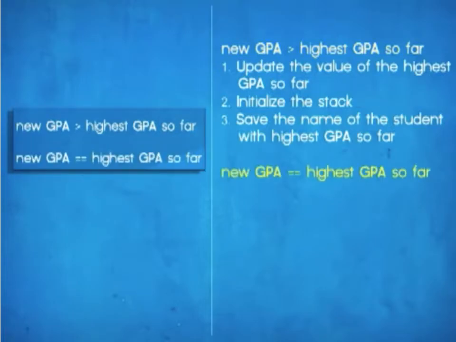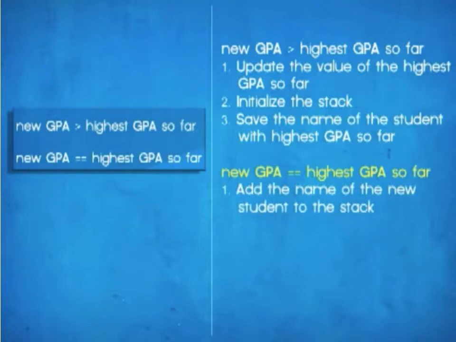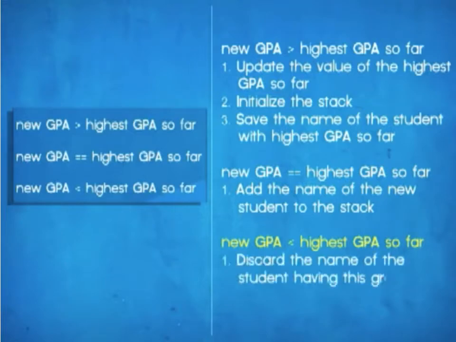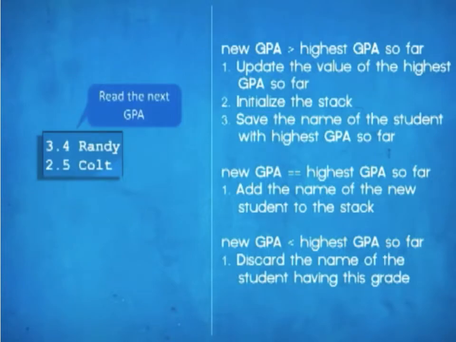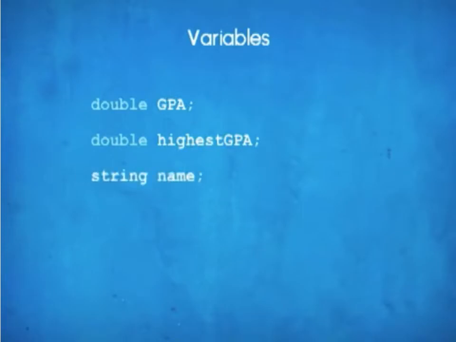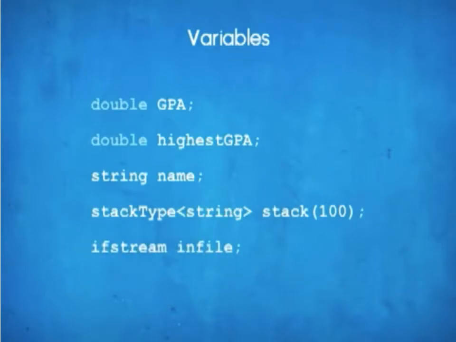If the new GPA is equal to the highest GPA so far, you must add the name of the new student to the stack. And if the new GPA is smaller than the highest GPA so far, you must discard the name of the student with this grade. Continue this process until you reach the end of the input file. The program will use the following variables to hold the current GPA, to hold the highest GPA, to hold the name of the current student, to implement the stack, and to read from the input file.